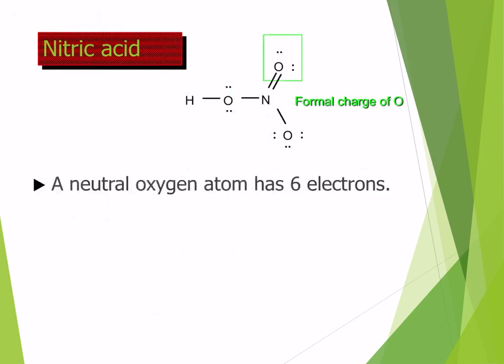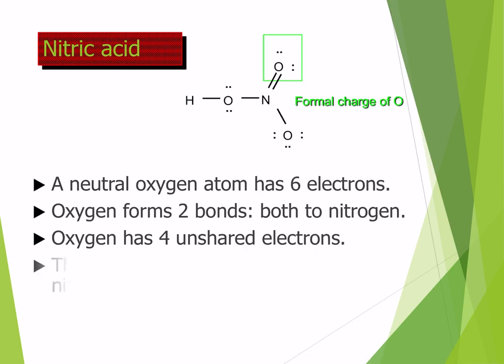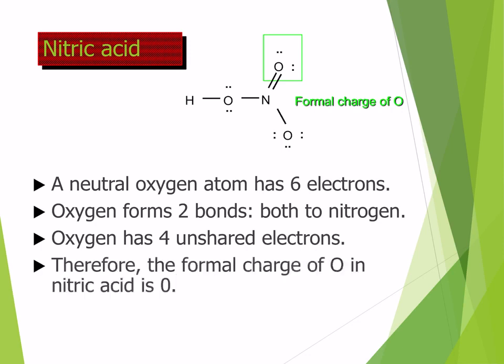Let's try another one. This oxygen has 6 electrons. It forms 2 bonds, both going to the nitrogen. It has 4 unshared electrons, and the formal charge will be 0. So again, we've got 6 minus 2, those 2 bonds, minus the 4 unshared electrons. That will get us 0.